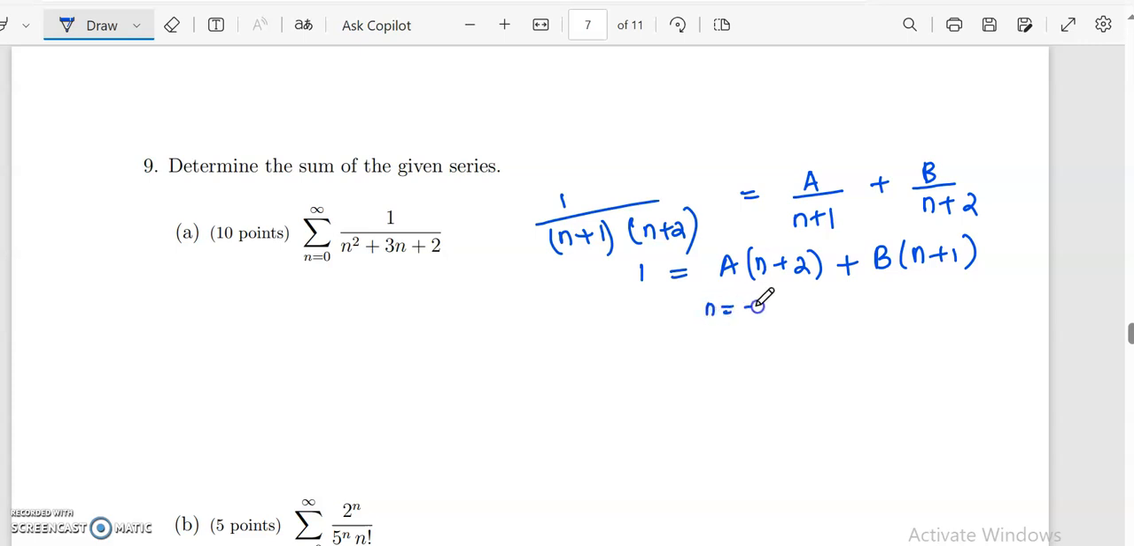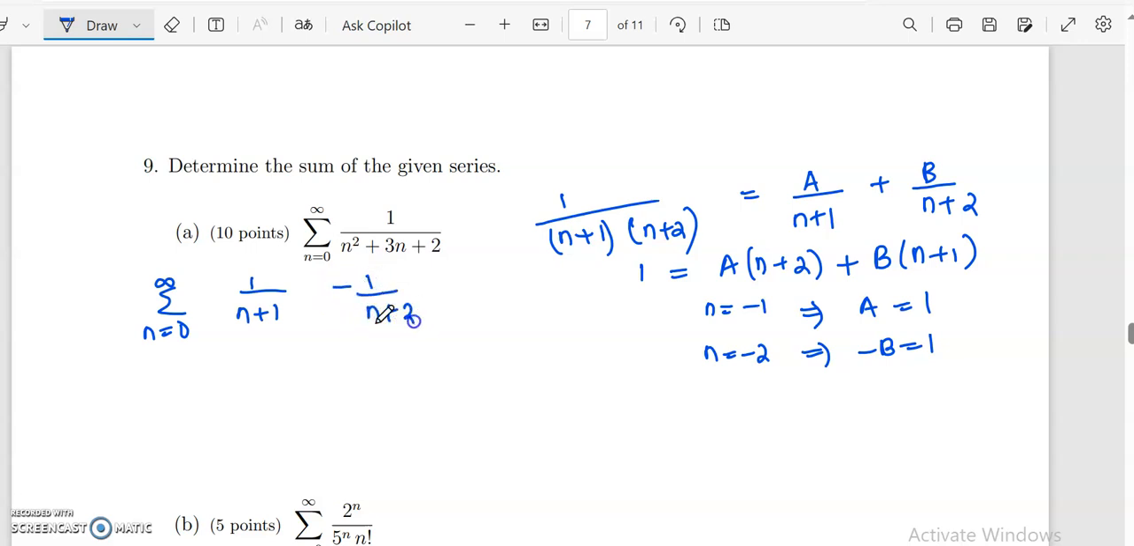So if we put n equal to minus 1, here it will become 0, here we'll have 1, so a equal to 1 will come, and if n is minus 2, here we'll get minus 1, so minus b equal to 1. So a will be 1 and b will be minus 1. So the series can be written as summation n equal to 0 to infinity 1 by n plus 1 minus 1 by n plus 2.